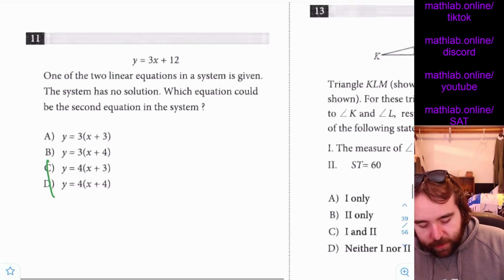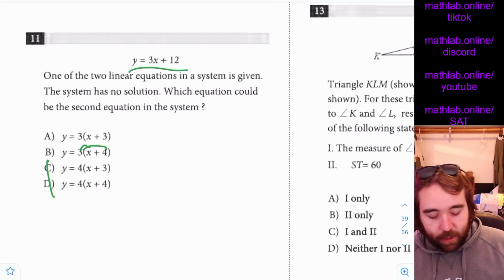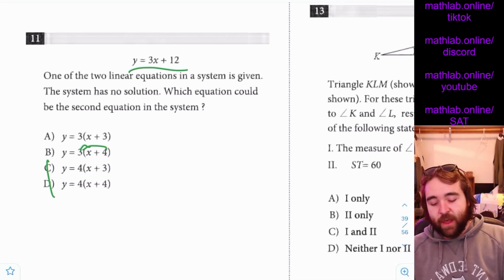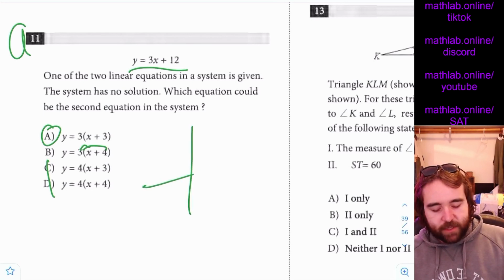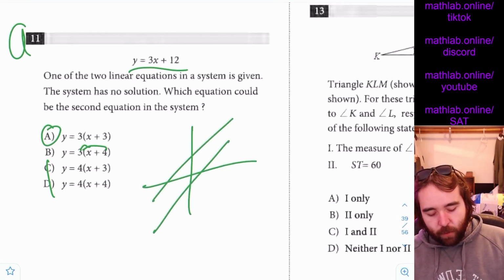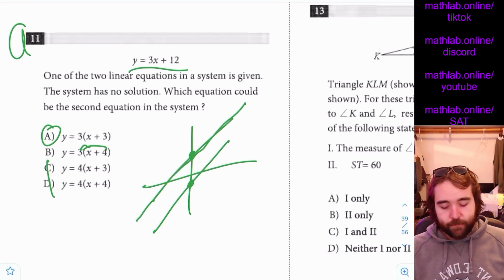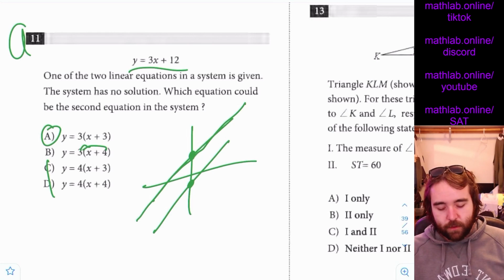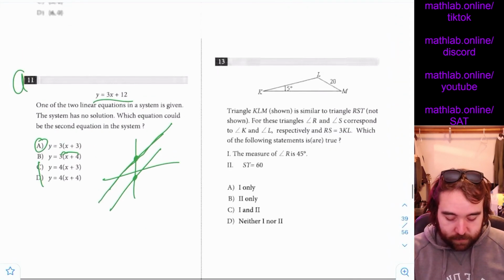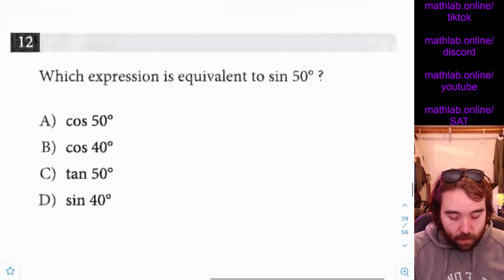B, if you distributed, you'd get 3x plus 12. You'd get the exact same equation. And so that means it has infinite solutions. It's basically, we want the same slope, but different y-intercepts, is how I like to think about it. If we have the same slope and the same y-intercept, then it's just the same line. So we want same slope, different y-intercept for no solution. A. Whoa!